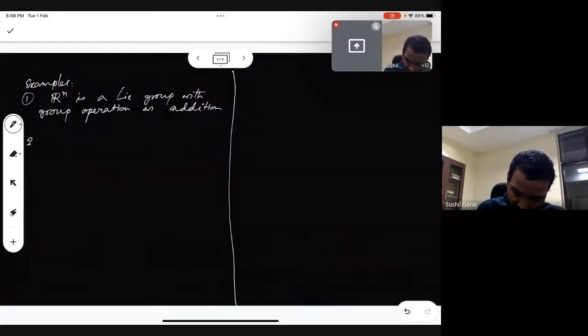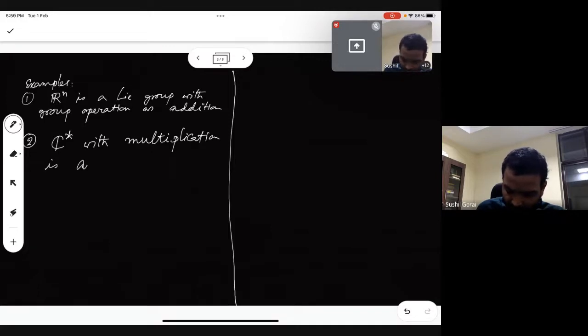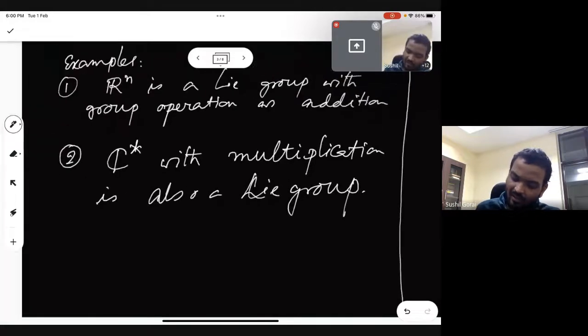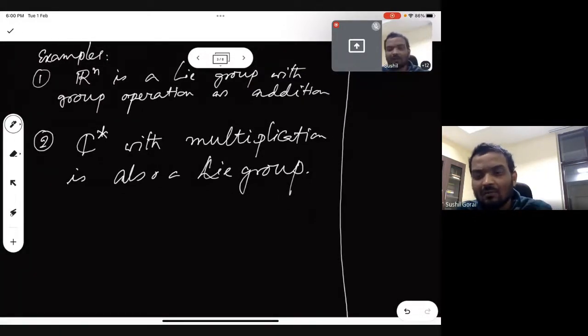So the second thing is, let's say C star with multiplication is also a Lie group, right? Now, when you say something like this, what comes to mind is what happens if we look at matrix groups, right?